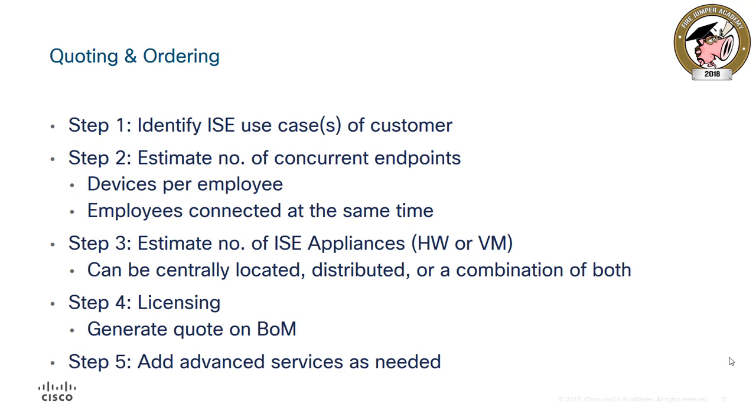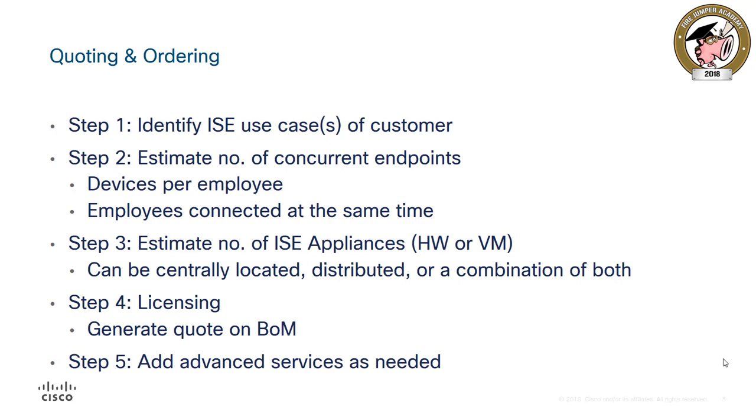You would be going through these 5 steps to complete an order. Step 1 is to identify the ISE use case of the customer. Step 2 is to estimate the number of concurrent endpoints. This comes from devices per employee and the number of employees connected at the same time.